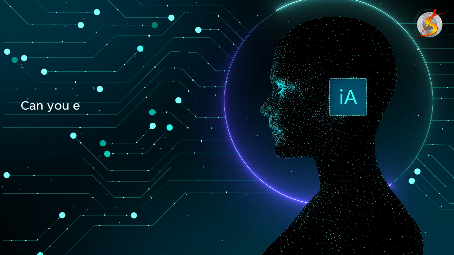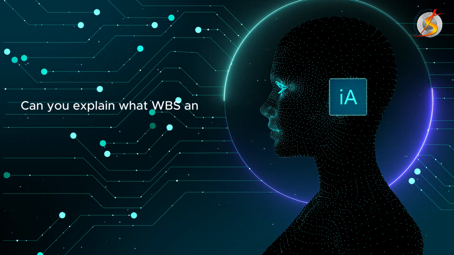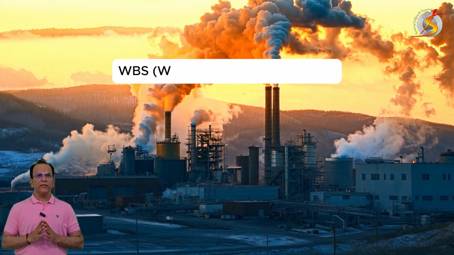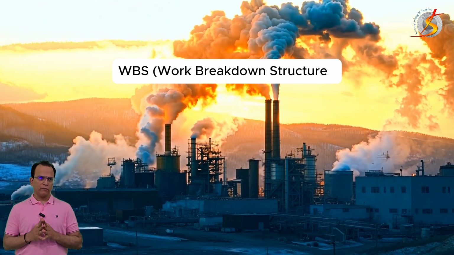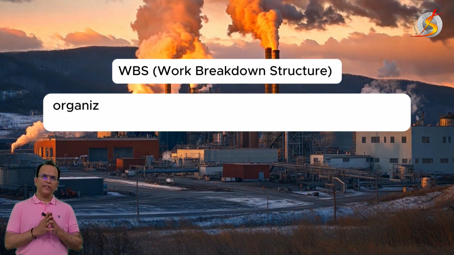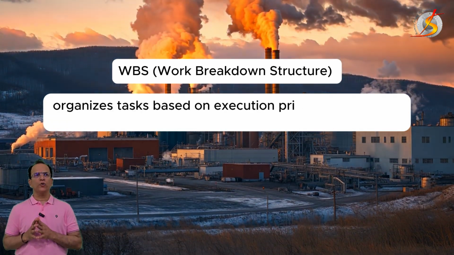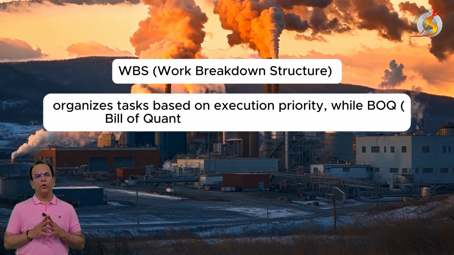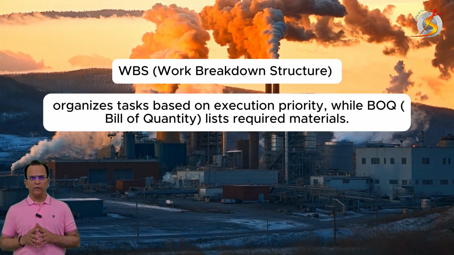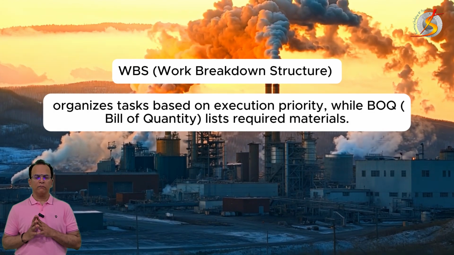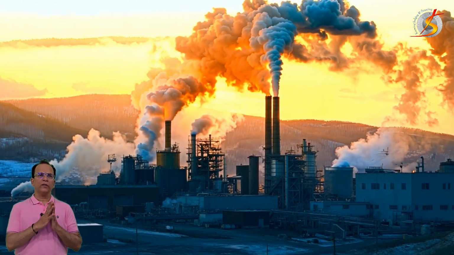Can you explain what WBS and BOQ mean? WBS is the work breakdown structure, we all know, organizing the tasks based on execution priority, while BOQ is the bill of quantity, a list of required material. How to correlate it with this?